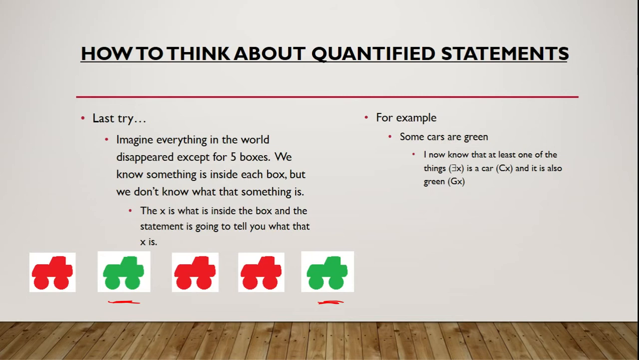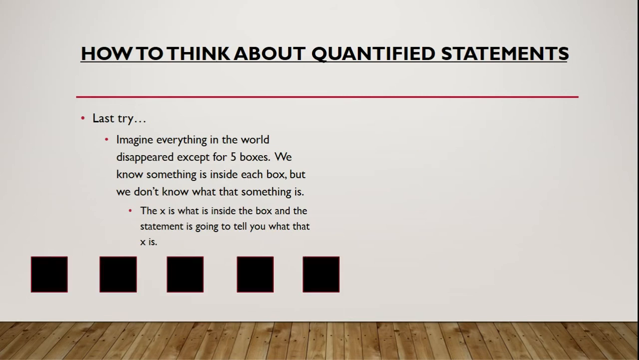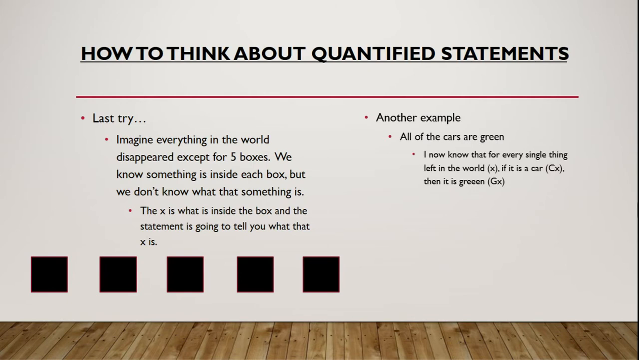Okay, let's move on to the next example. We don't know what's hidden behind these 5 boxes, but we know something's behind each box. All of the cars are green. So I now know that for every single thing left in the world, X, if it is a car, then it is green. So here's how we'd write that one. For every X, if X is a car, then X is green.